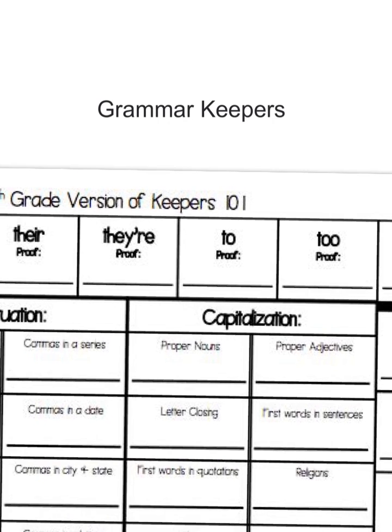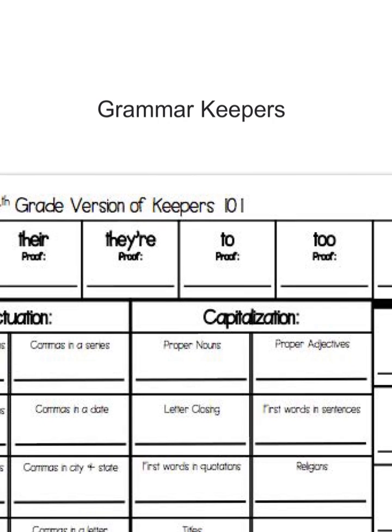Today we're going to be looking at the third and final form of the word to, T-O, and as you can see, it's located in the upper right-hand corner of your Grammar Keepers chart.